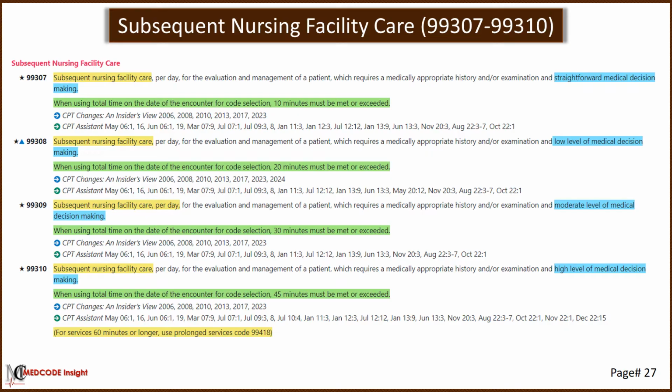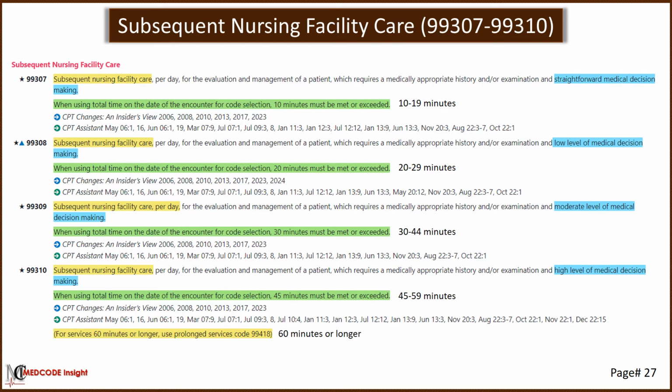Code 99308 is for a low level of medical decision making. Code 99309 is for a moderate level of medical decision making. And code 99310 requires a medically appropriate history and/or examination and a high level of medical decision making.